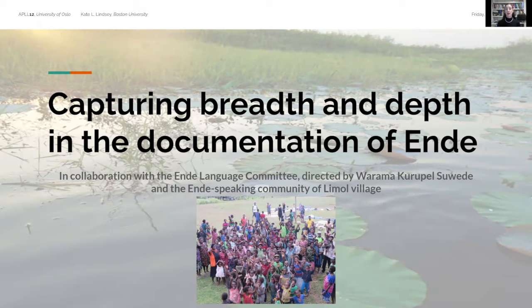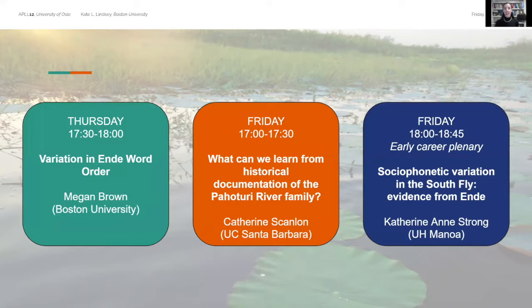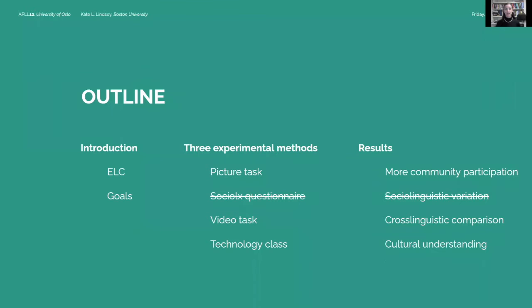and so if you're interested in that, make sure that you go to the 3 other talks that are being presented at this conference about Ende and other Papuan River languages. Megan Brown's talk on the syntax of Ende was yesterday, and in a short while today, we're going to hear from Catherine Scanlon, who's talking about the historical documentation of the Papuan River family. And then tonight, finally, Catherine Strong is going to be giving the early career plenary, and she'll be discussing sociophonetic variation in Ende. So I hope you can, or have already made it to some of those talks.